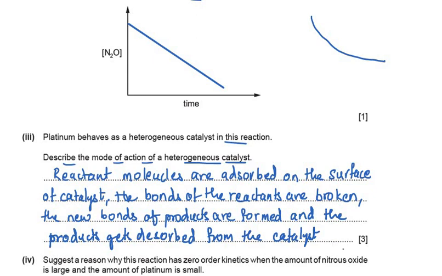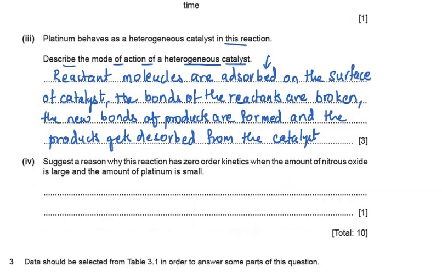Now it carries 3 marks because the first mark you will get for the adsorption of reactants on the surface, and weakening of the bonds of reactants and formation of new bonds of products carries the 2nd mark, and then finally the products getting desorbed from the catalyst carries the 3rd mark. Let's go ahead with the next sub-question.